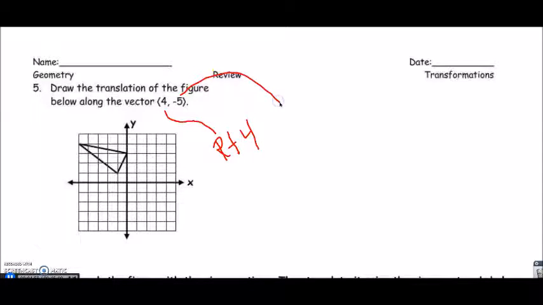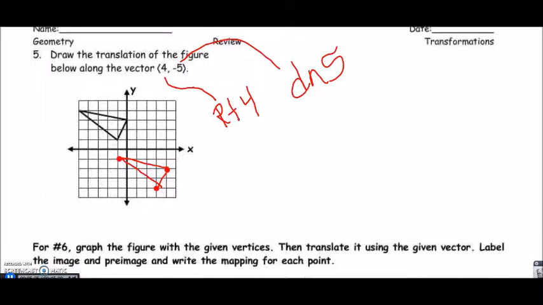The number at the end is going to tell you up or down. It's negative, so you're going to go down 5. So each point is going to move to the right 4 and down 5. So you have 1, 2, 3, 4, 1, 2, 3, 4, 5 for each point. Then you simply draw your new shape, connecting the points, hopefully better than I did.